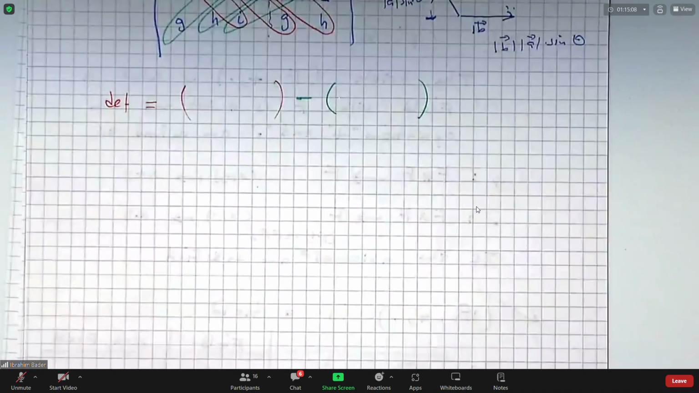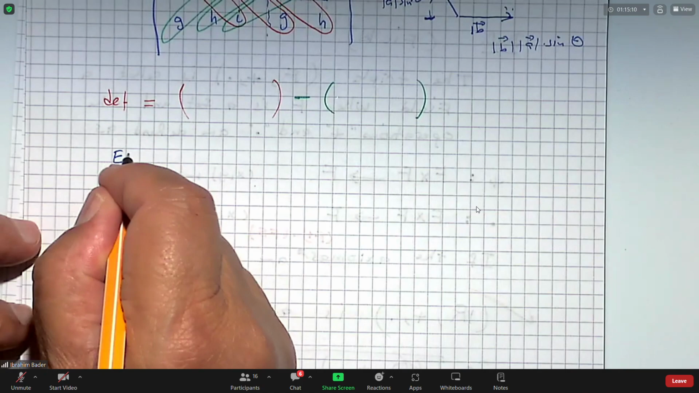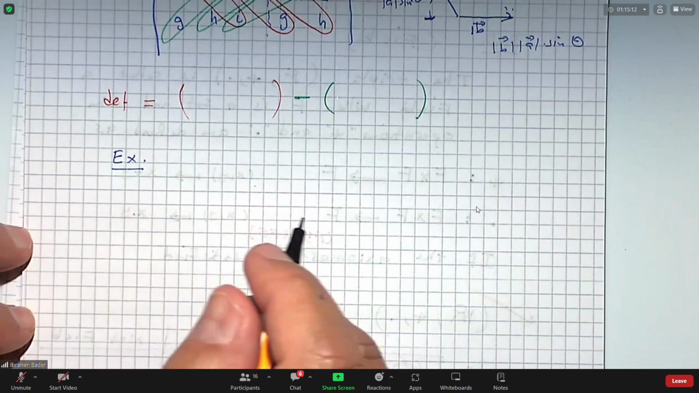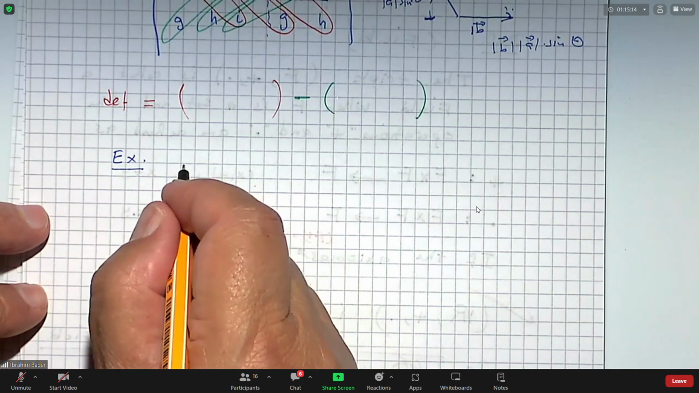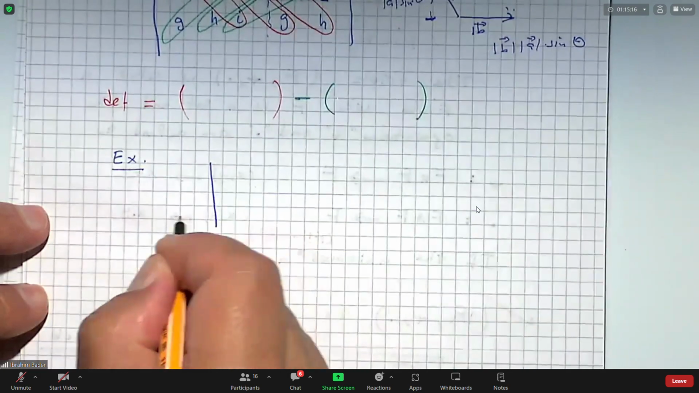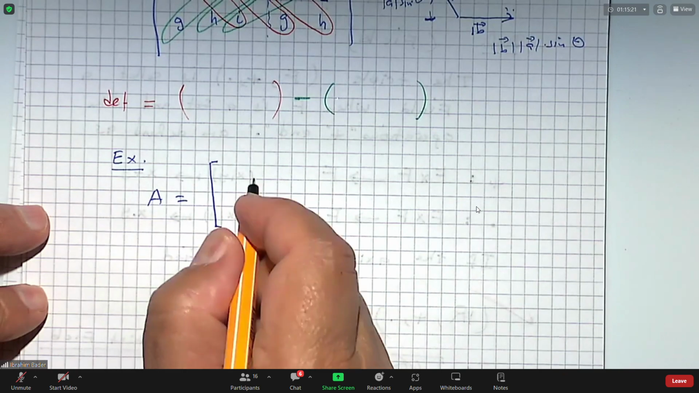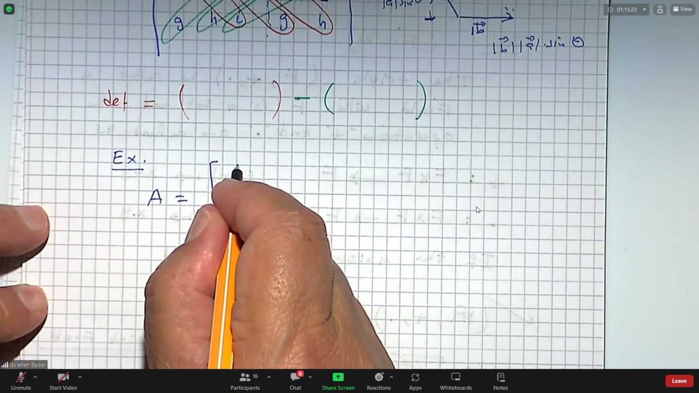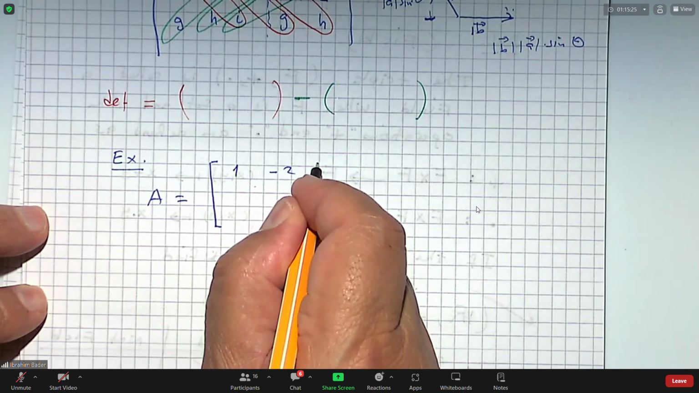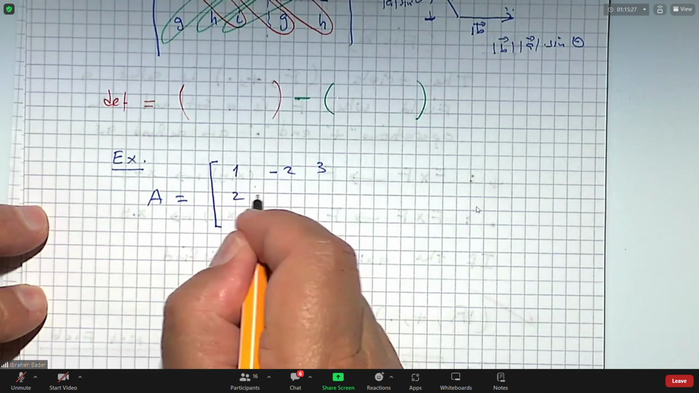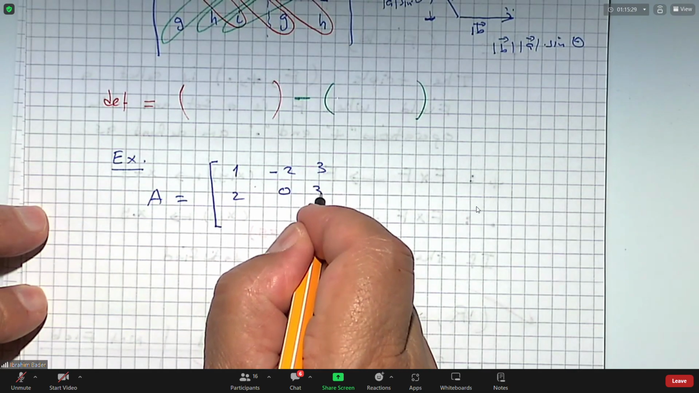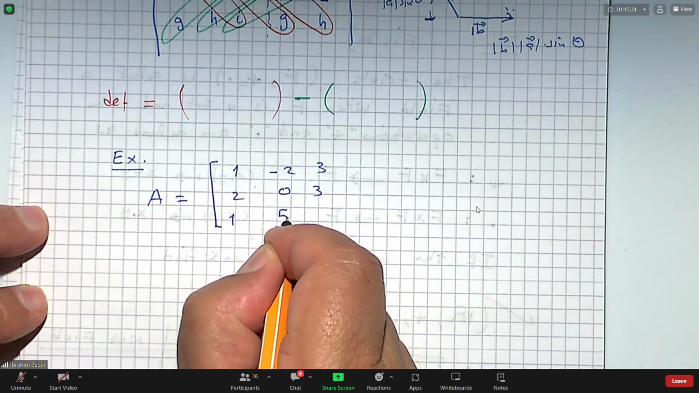Now let's take an example and see how to solve it using both methods. Evaluate the determinant. Let's say A is the matrix 1, -2, 3, 2, 0, 3, 1, 5, and 4.